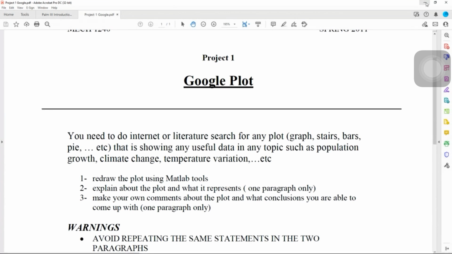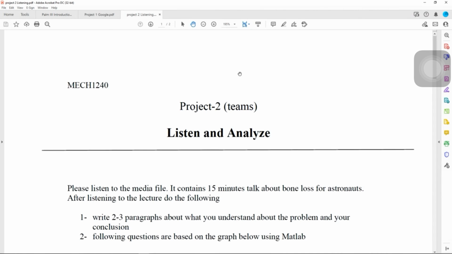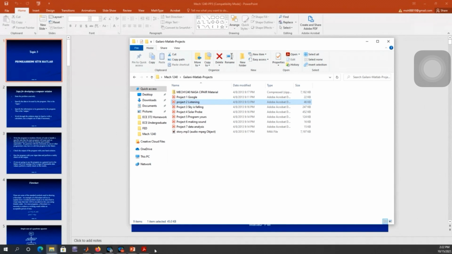Okay, so again, this is one. The second, now this here involves an audio file, right? An audio file. You can see that there is here an MP3 file that you would listen to. Now, what is that story, right?